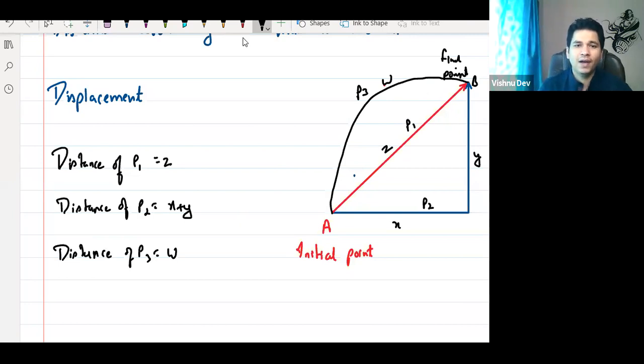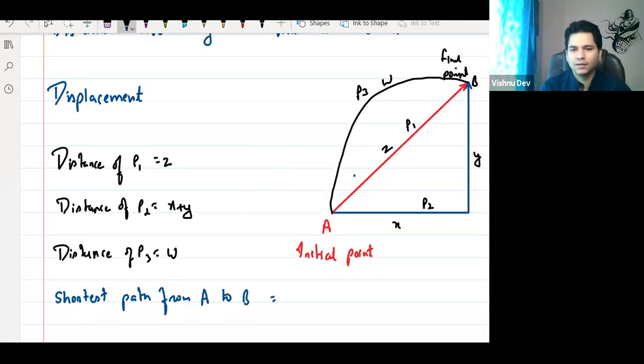But if my question is, think about it, sir, what is the shortest path? Tell me. Shortest path from A to B. Tell me, everyone. I guess everyone can tell me. A to B, tell me, shortest path is?